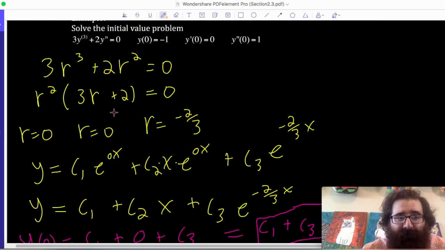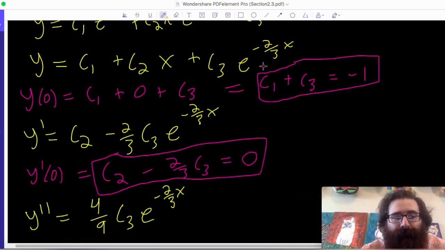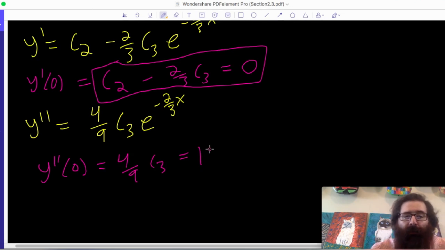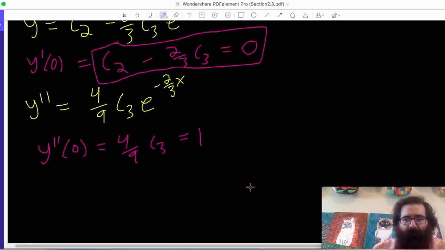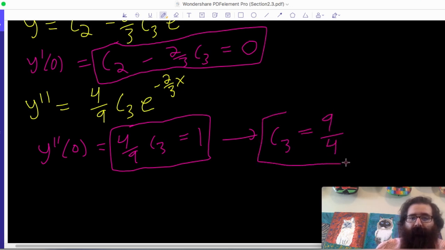And one more to work with, and I think this last one's going to be the nicest. y double prime at 0 equals 1. If I plug 0 into x, so for y double prime at 0, I get e to the 0, which is 1, times c sub 3 times 4/9. So that's 4/9 c sub 3. And we said this is equal to 1. Which I can solve, right? If I multiply both sides by the reciprocal, well, then c sub 3 would be equal to 9 over 4. So I have one of them.